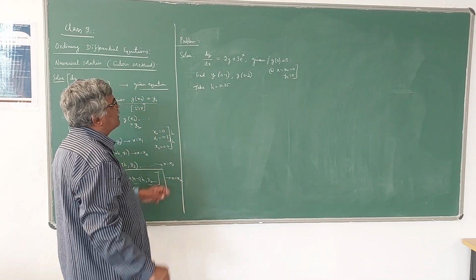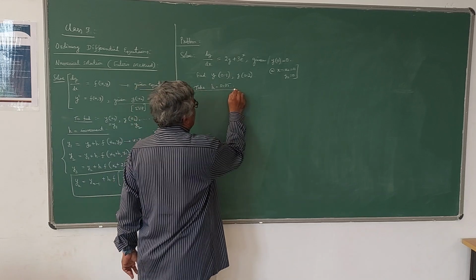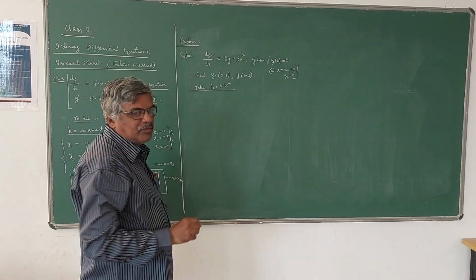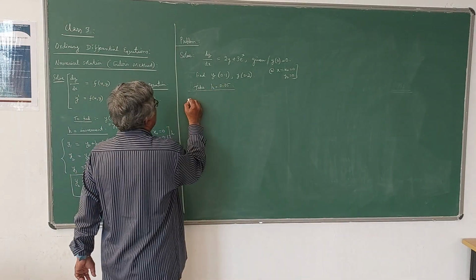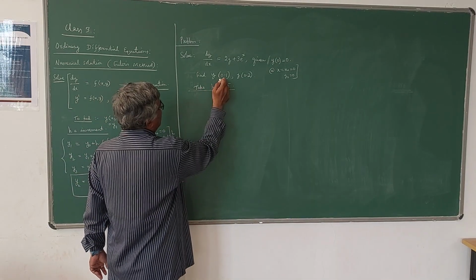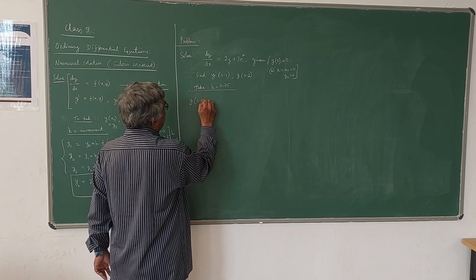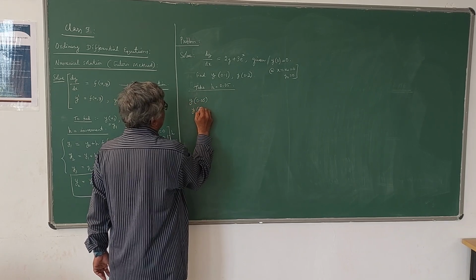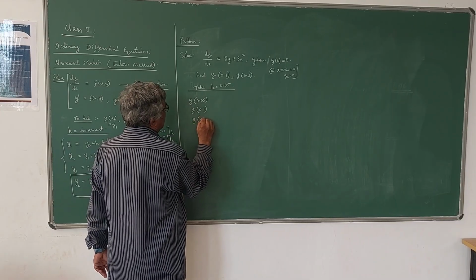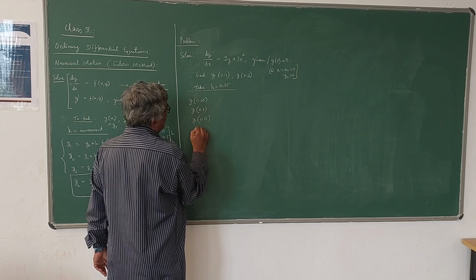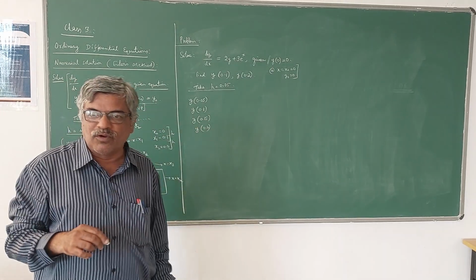We have to find out the value of y at x is equal to 0.1 and 0.2, but we have to take the increment as h is equal to 0.05. So since he has asked the value at 0.1, first we have to get the value of y at 0.05, then the value of y at 0.1, then the value of y at 0.15, and then 0.2. Okay, so we need 4 values.